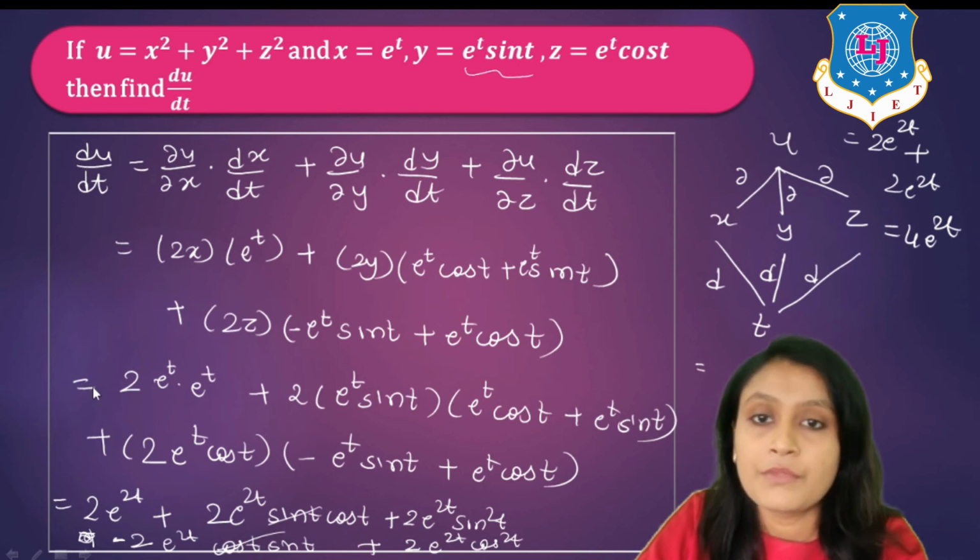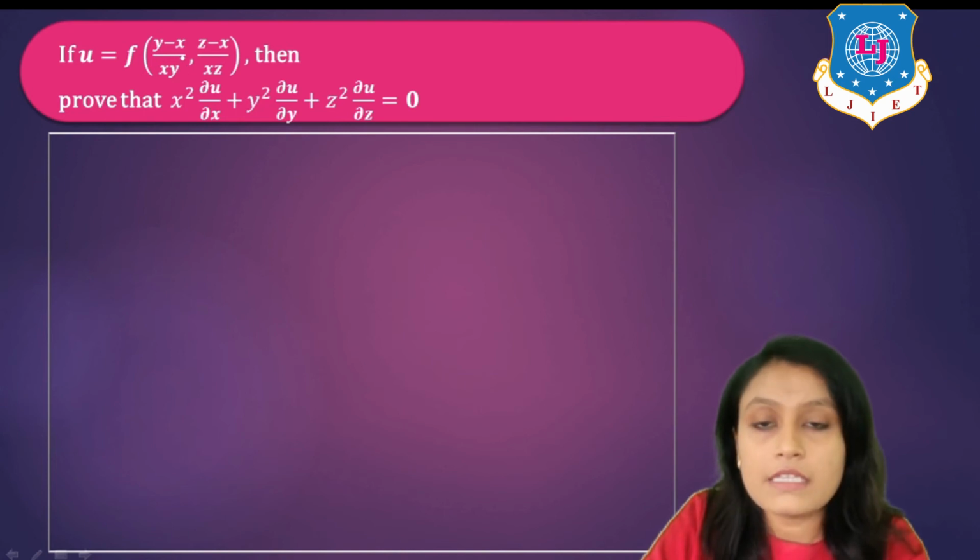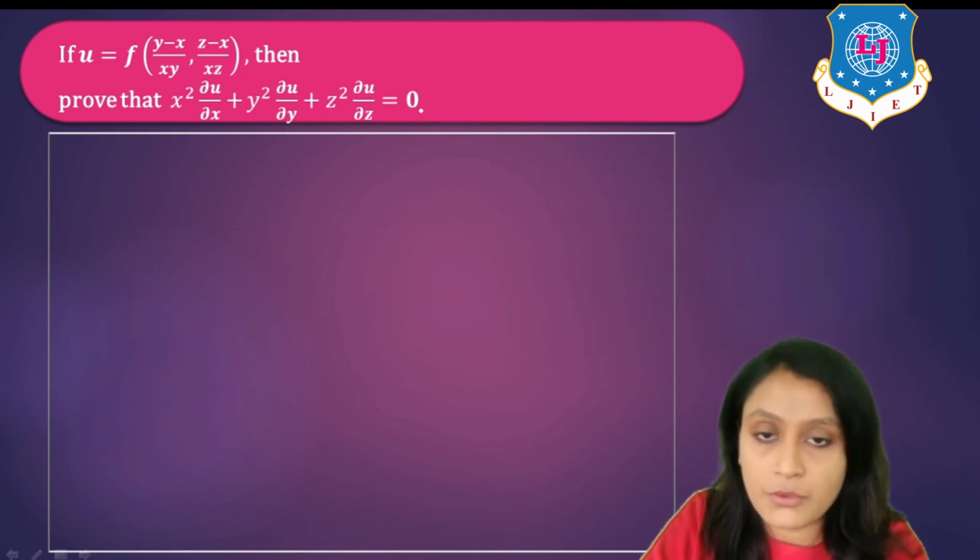Okay, now let's solve one more example. If u is equal to f of (y − x)/xy and (z − x)/xz, then prove that x² ∂u/∂x + y² ∂u/∂y + z² ∂u/∂z = 0.